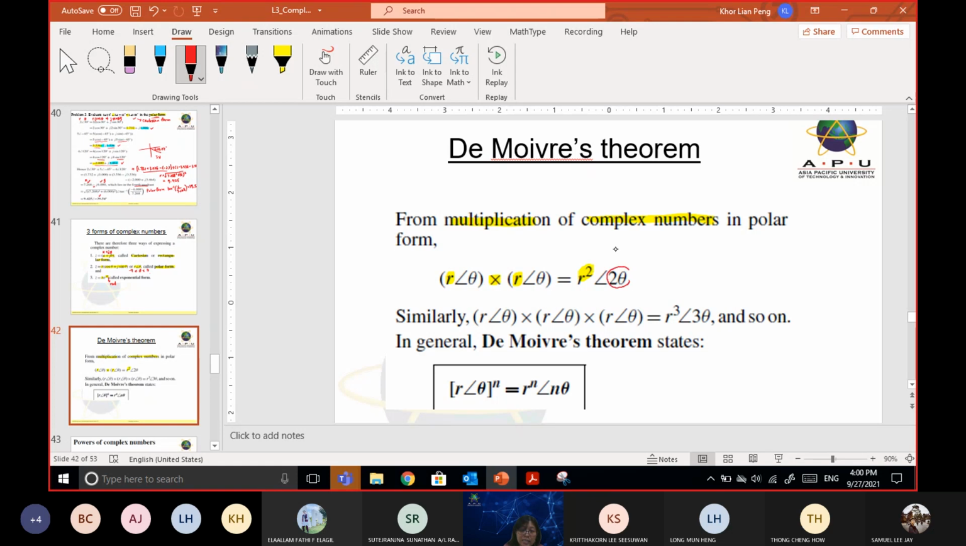So the theta is actually theta plus theta. For multiplication, we add it up. So when you have theta plus theta, it becomes 2 theta.